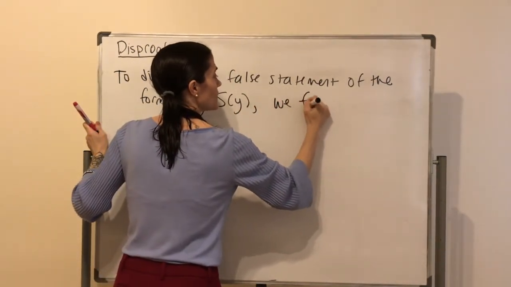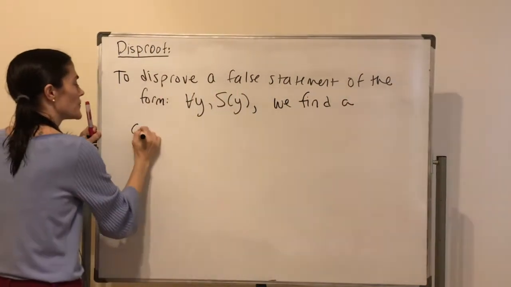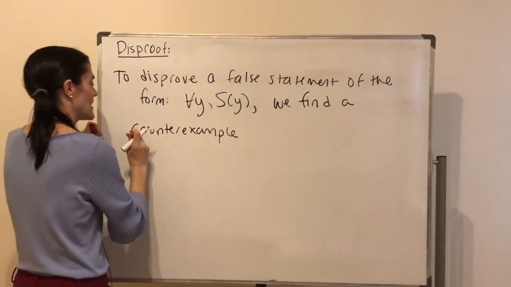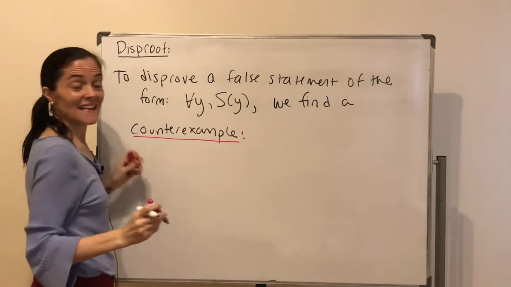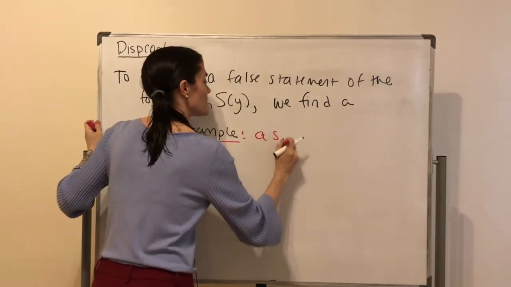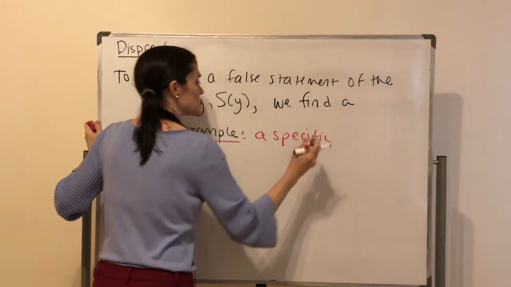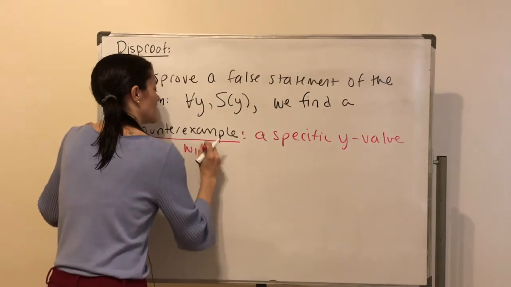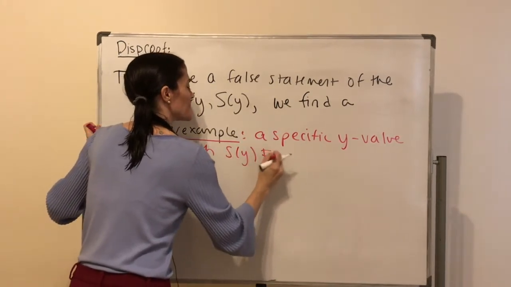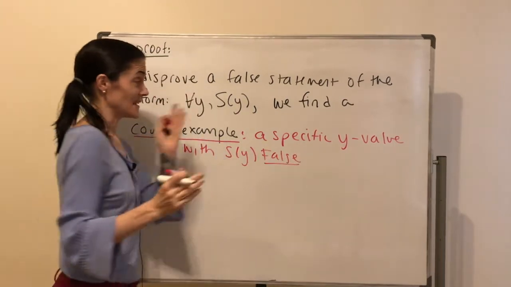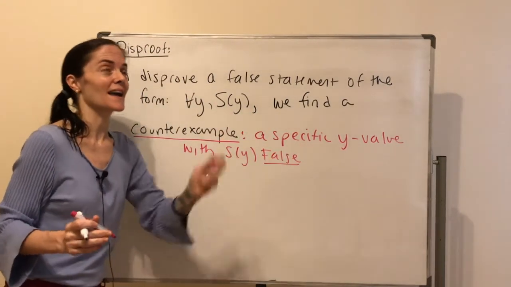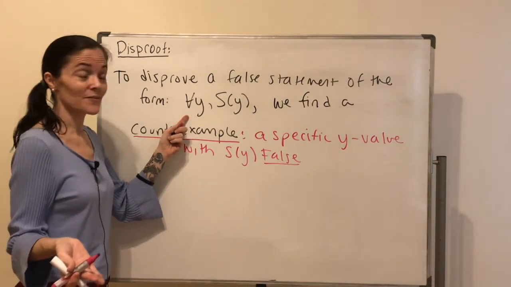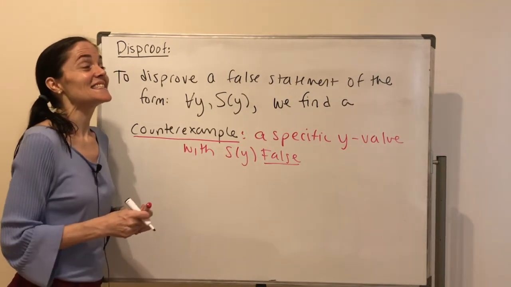We will find what's called a counterexample. And a counterexample would be a specific y value in this case with S of y false. And then if you give this y and justify why S of y is false, you have therefore disproved the statement for all y, S of y. And this is the goal of today.